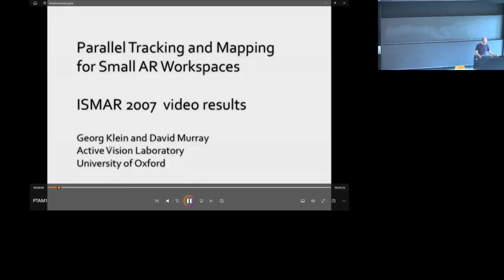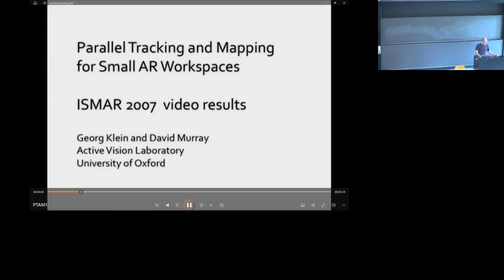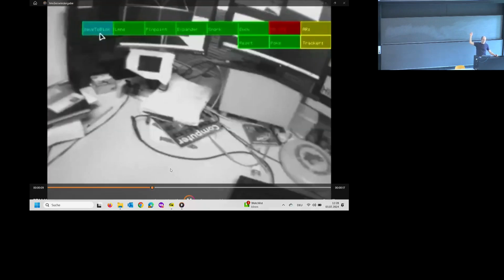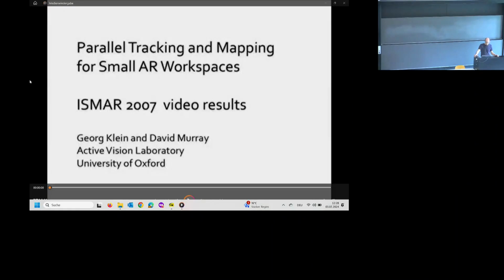Here's PTAM. This is Georg Klein. Maybe something up front: some of you may know the HoloLens project from Microsoft. This is the origin of HoloLens. Georg Klein and his PTAM is what really was the first version of HoloLens, which was built on PTAM. Much like the Meta Aria glasses are very much built on the things we developed here. It's for tracking and mapping in small environments.